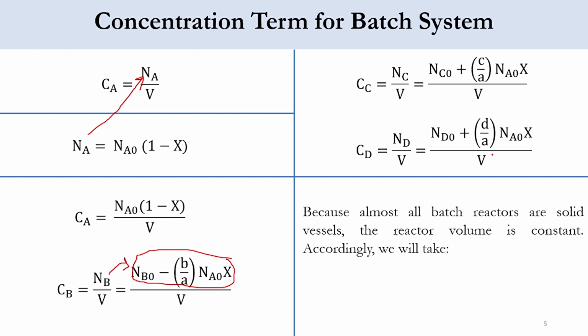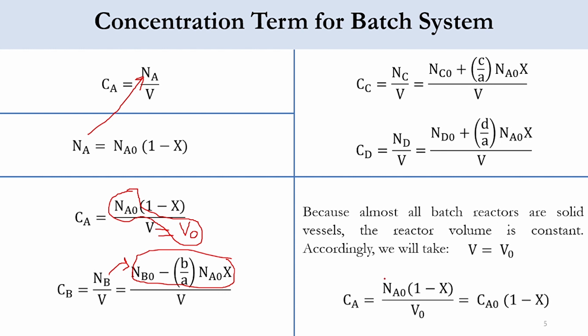Now for the batch reactors, we see that these are solid vessels. So the reactor volume will remain constant, which means that this V will become equal to V naught, and once it becomes equal to V naught, Na naught over V naught will become Ca naught. Similarly, Ca is equal to Na over V, so once there is naught, there will be naught, and accordingly that will be Ca naught. So Ca is equal to Ca naught into 1 minus x, and we have seen that expression in chapter number 2 as well, where we had derived it.